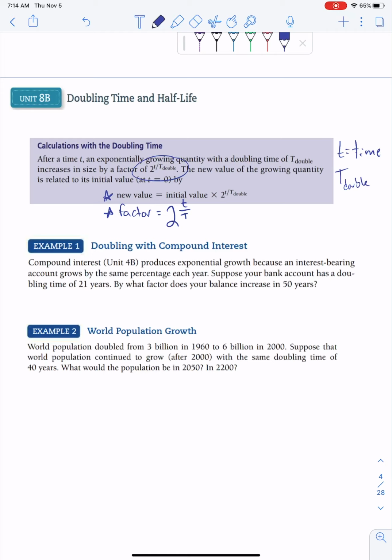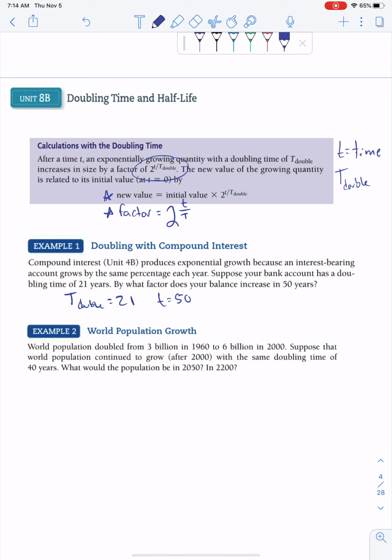So example 1 says that we are doubling with compound interest. Compound interest produces exponential growth because an interest-bearing account grows by the same percentage each year. So we know that this is not linear growth, this is exponential growth. Suppose your bank account has a doubling time of 21 years, so T double equals 21. By what factor does your balance increase in 50 years?